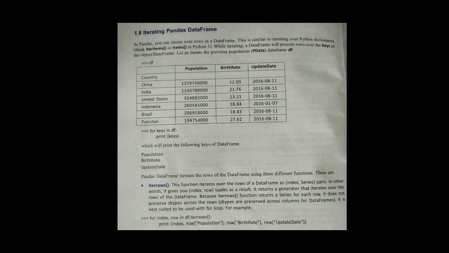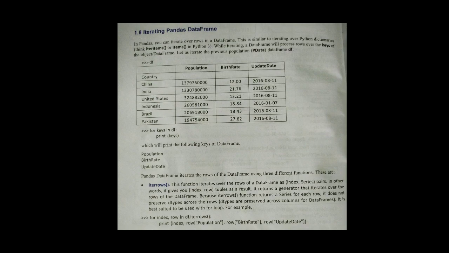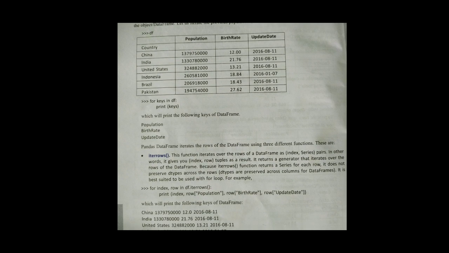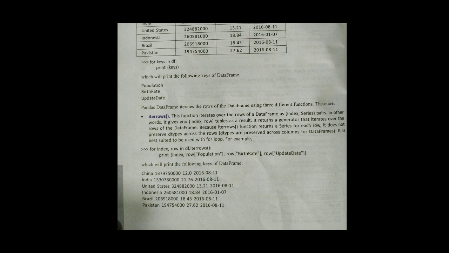The first one is iterrows. This function iterates over the rows of a data frame as index, series pairs. In other words, it gives you an (index, row) tuple as a result. It returns a generator that iterates over the rows of a data frame. In simple terms, this function is used to iterate rows of a data frame. So let us see how to iterate it: for index, row in df.iterrows().